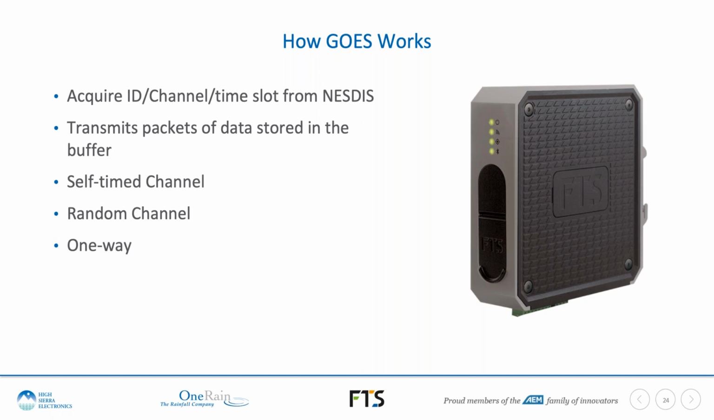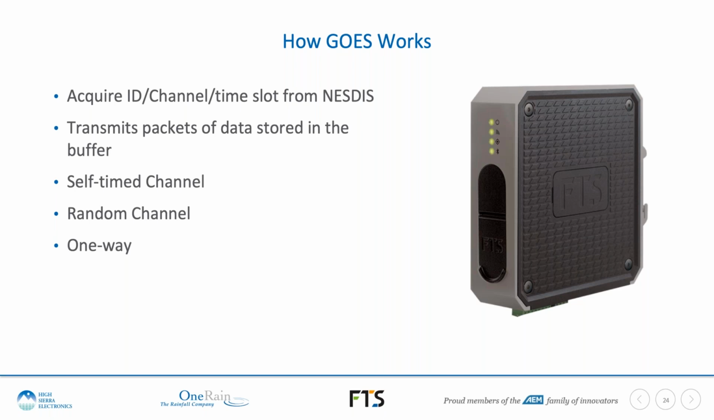You would get your access to a GOES transmitter approved through NESDIS. NESDIS, by the way, is a division of NOAA. NESDIS stands for National Environmental Satellite Data and Information Services. They actually manage the satellite systems. You apply for your access to it. From there, they'll give you a channel and an ID.